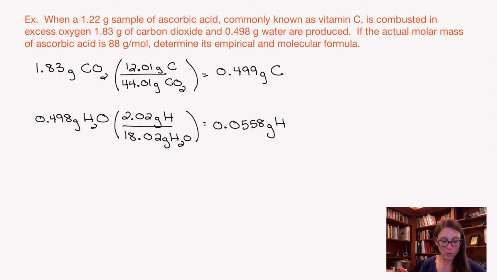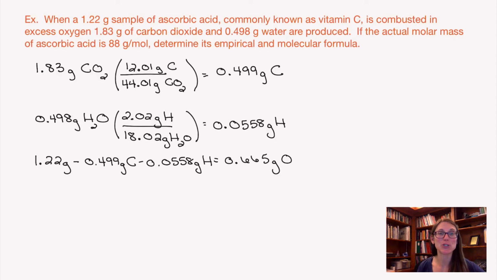But we know, or I'm going to tell you, that ascorbic acid also contains oxygen in it. And so that means that if we know how much carbon there is and how much hydrogen there is, we can figure out how much oxygen there was by difference from the starting mass. The original mass was 1.22 grams, and we can subtract the mass of the carbon and the mass of the hydrogen, and that allows us to determine the mass of the oxygen. We've now finished step 1.